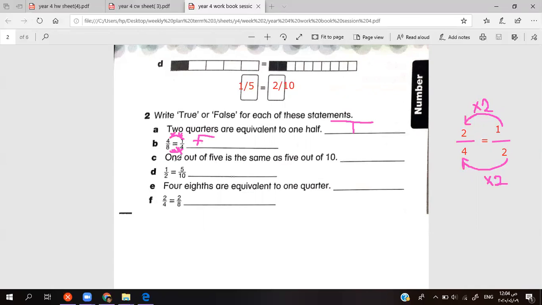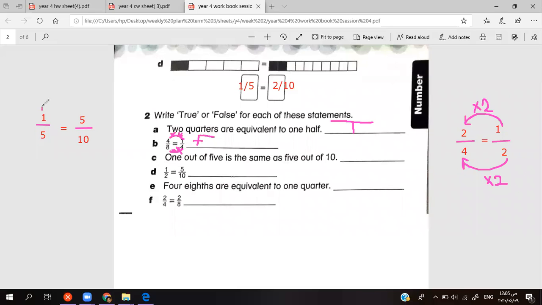Okay, let's do number C. 1 out of 5 is the same as 5 out of 10. Let's write it and see. 1 out of 5 is the same as or equivalent to 5 out of 10. 5 over 10. Is 1 over 5 equivalent to 5 over 10?